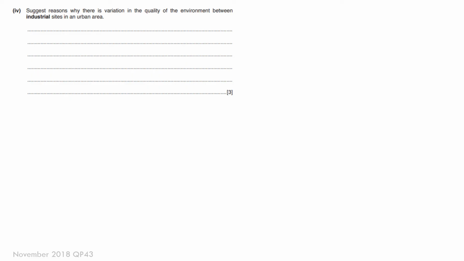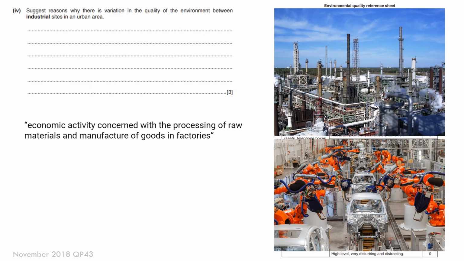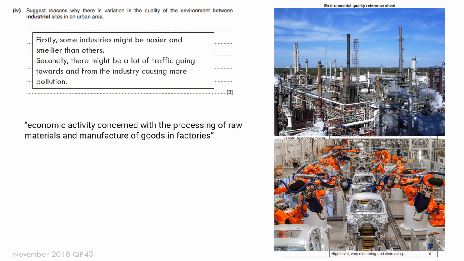Now, sometimes after you do a hypothesis, you might need to provide reasons why there is a variation or there's not a variation. So here, for example, and this is when you need to draw on your paper 1 geography. Here's a question: suggest reasons why there is a variation in the quality of the environment between industrial sites and urban area. So again, look at the data that's been provided for you, because that might give you some clues. And remember, you need to draw back on what we mean by an economic activity. Okay, so what we mean is concerned with the processing of raw materials and manufacture of goods in factories.